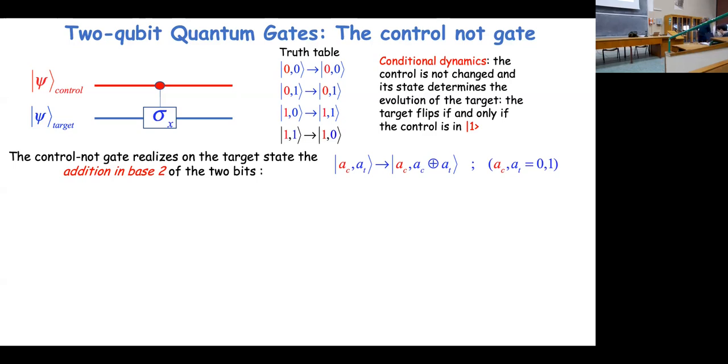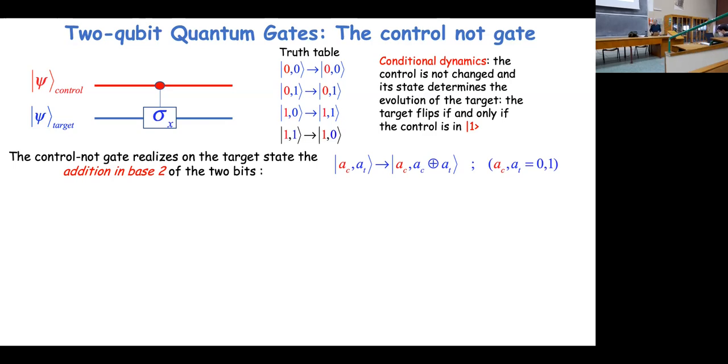1 plus 0 gives 1, so you add the 2. And if you have two 1s, 1 plus 1 gives back 0 because you're in basis 2. So this is why this gate is interesting, because it's a typical gate which is used in all computers, except that here you have a gate which entangles the qubits, which is of course not the case in a classical computer.